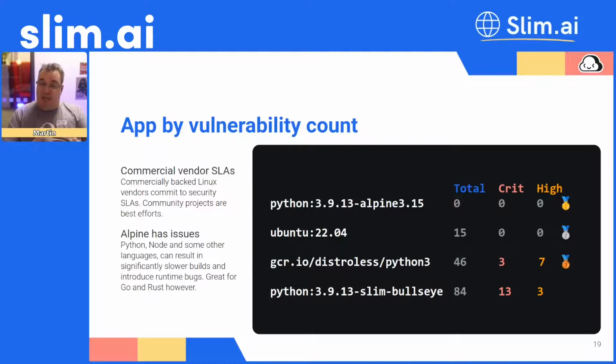Distroless, which as it happens is also based on Debian 11, has 46 vulnerabilities, and of those 3 are critical and 7 are high. And again, these are all in system packages that are installed via apt. And with Distroless, it's also difficult to do much about this because unlike the traditional Debian derived base images, there is no apt-get in order to install the latest updates.